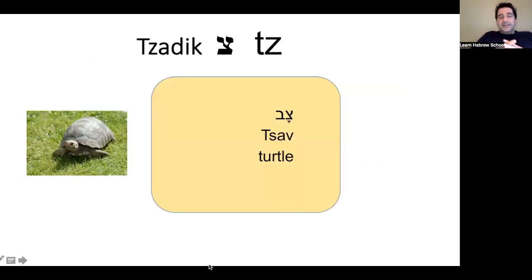Next one is tzadik. Some people say tzadik, but the letter is pronounced tzadik. And tzadik is either TZ or TS. And the example I have here is a turtle. The turtle is tzav. I've used the TS in this example because many people use TZ and make it sound like zav, which is incorrect. But I have both of them in case. Tzav is the correct way of pronouncing it, and I'll say it slowly. Tzav. Tzav is a turtle.